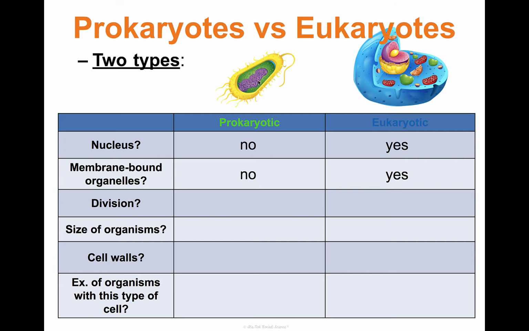Do they divide? Yes, they both divide because they're both cells, right? And that's part of the cell theory. Cell theory is that all cells arise from pre-existing cells. What is different is their method. So a prokaryotic cell divides by binary fission, and a eukaryotic cell will divide by mitosis or meiosis.